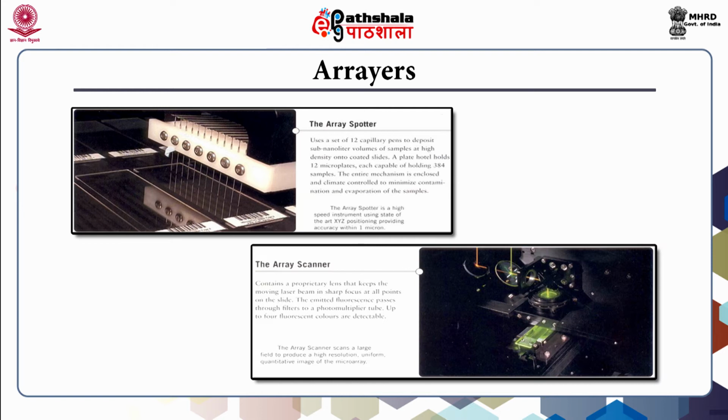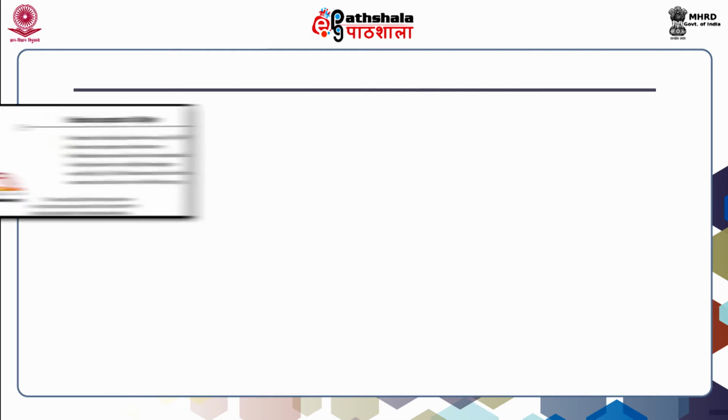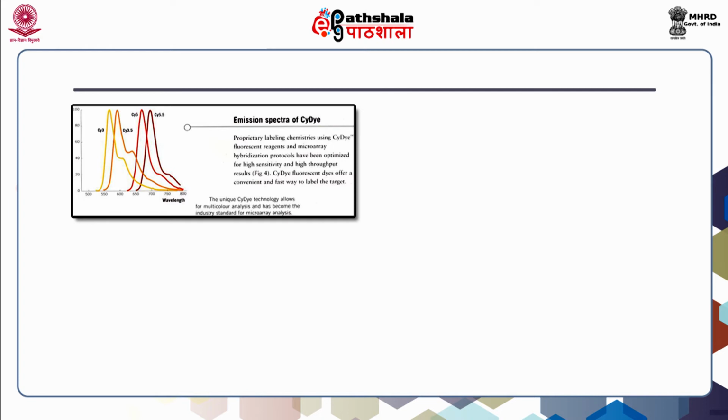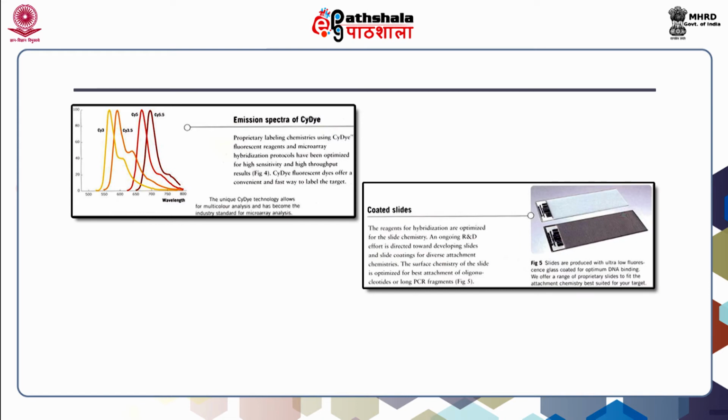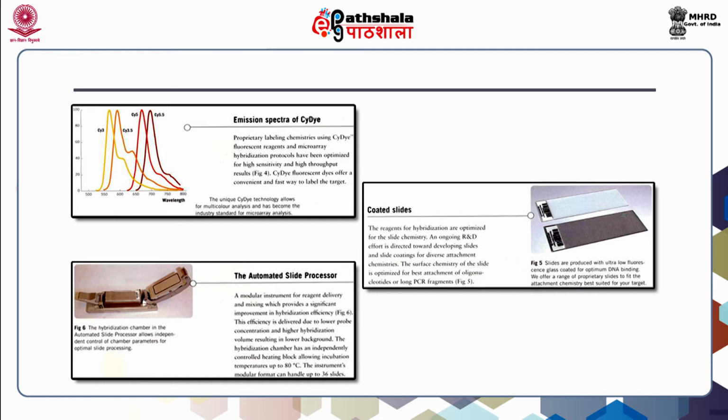The array scanner, which is utilized after hybridization, contains a proprietary lens that keeps moving the laser beams at sharp focus at all points on the slide. The emitted fluorescence passes through the filters through a photomultiplier tube. In the emission spectra of the cyanine dyes that are utilized for microarray analysis, we can observe that they have very crisp spectra as per their emission and absorption levels. The coated slides are seen on the right hand side panel, whereas the automated slide processor, which is utilized for hybridization as well as for scanning, is seen on the left corner of the slide.